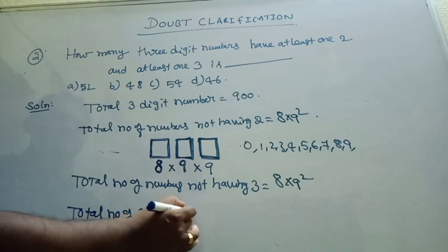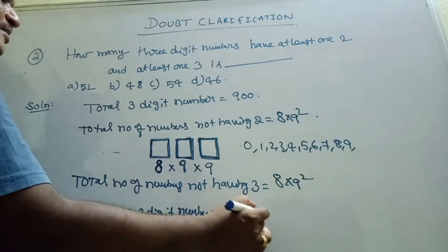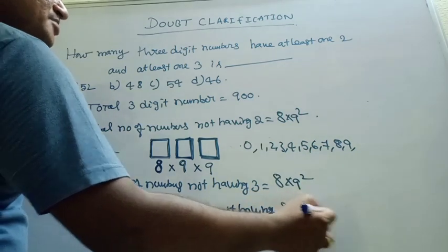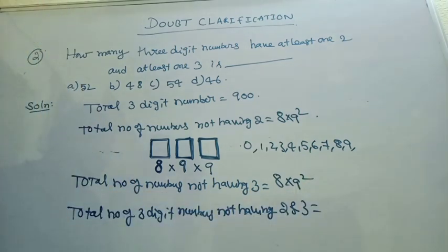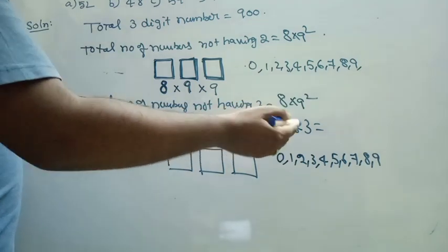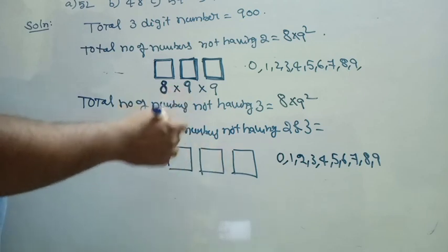not having 2 and 3. That is what we want now. Now total number of 3-digit numbers not having 2 and 3. Now this is unit digit, tens digit, hundreds digit. We should not have 2 and 3.